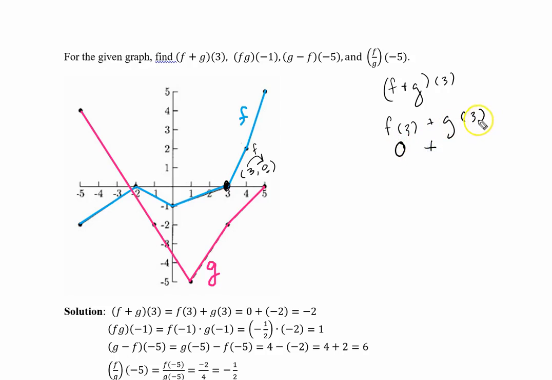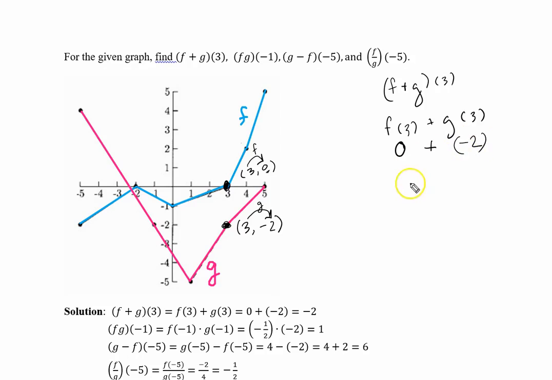Now g is the red graph. What is g evaluated at 3? I look to find the point whose x-coordinate is 3 on the graph of g. There it is. Now that point has coordinates (3, -2). And what a function does, in this case g, a function maps the x-coordinate into the y-coordinate. So g evaluated at 3 is equal to -2.